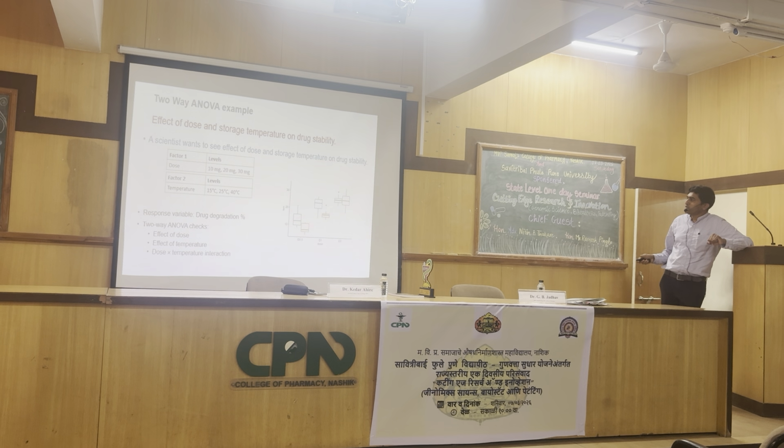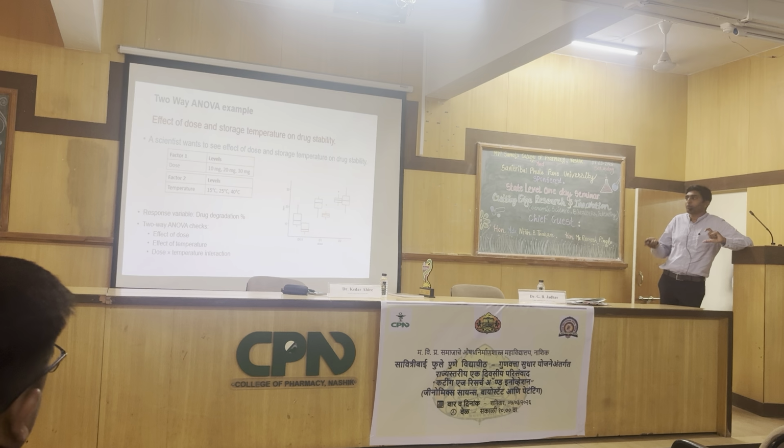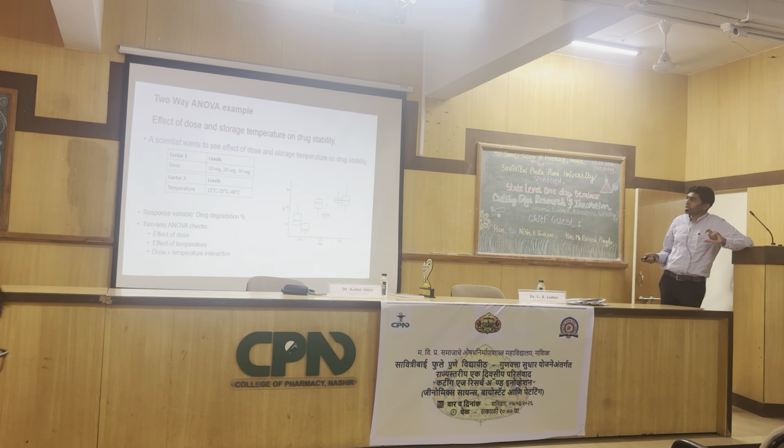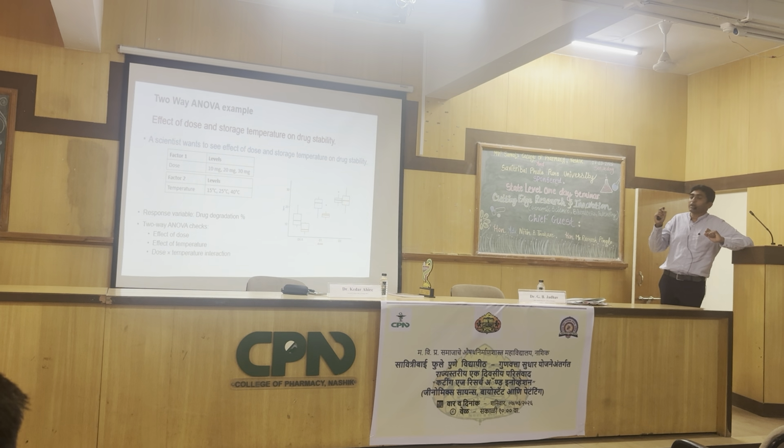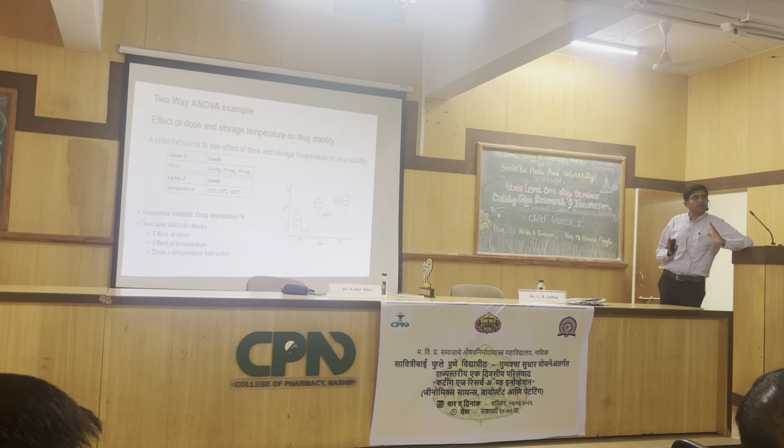If you compare this individually, then we check the main effects. So individual comparison will give you the main effect. However, we are more interested in the interaction effect. So what happens if there is interaction between dose and temperature? That is, whether a particular concentration of drug at a particular temperature is more effective in drug degradation or not. If we are interested in that, then we see the interaction. In 1-way ANOVA there is no interaction effect because there is only one factor. But in 2-way ANOVA we have two factors and we can check the interaction.